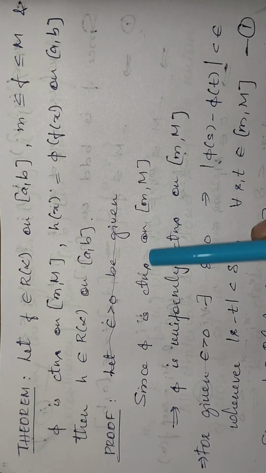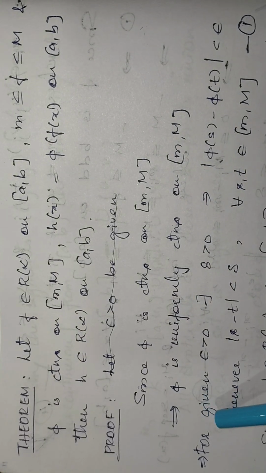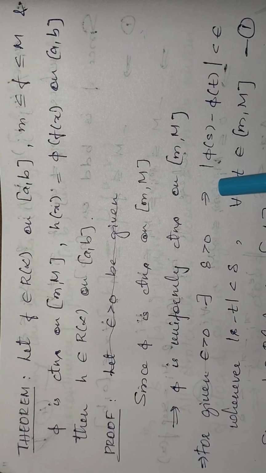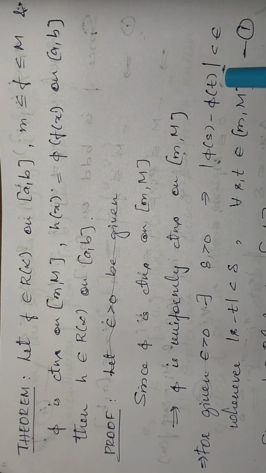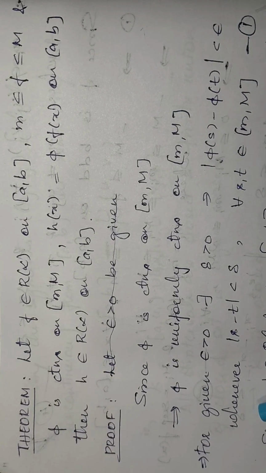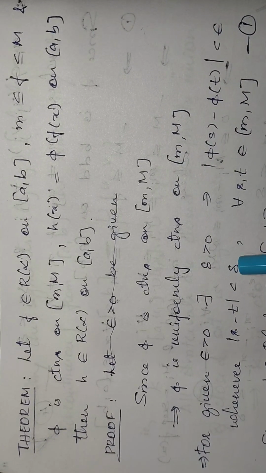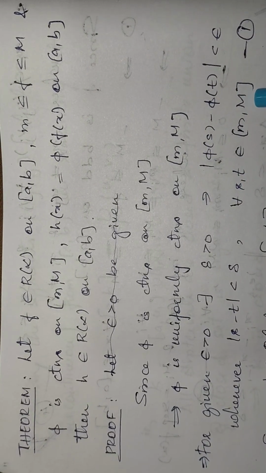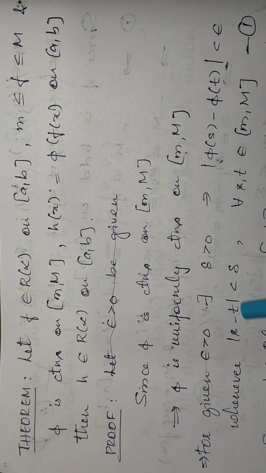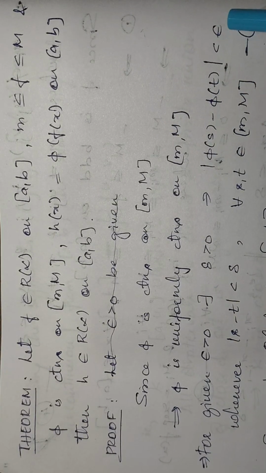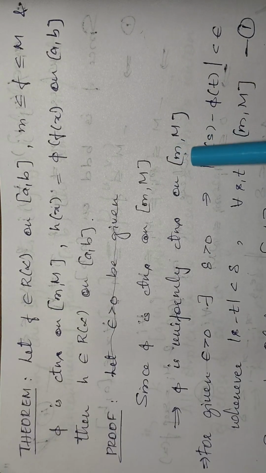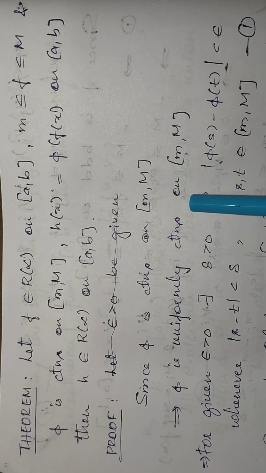And now using the definition of uniform continuity, it implies for given epsilon positive, there exists delta positive such that mod of phi s minus phi t is less than epsilon whenever mod s minus t is less than delta. And this holds for all s comma t belonging to m comma capital M. So whenever this is less than delta, the difference between their images is less than epsilon, and this holds for each and every element in the interval. So that is the definition of uniform continuity.